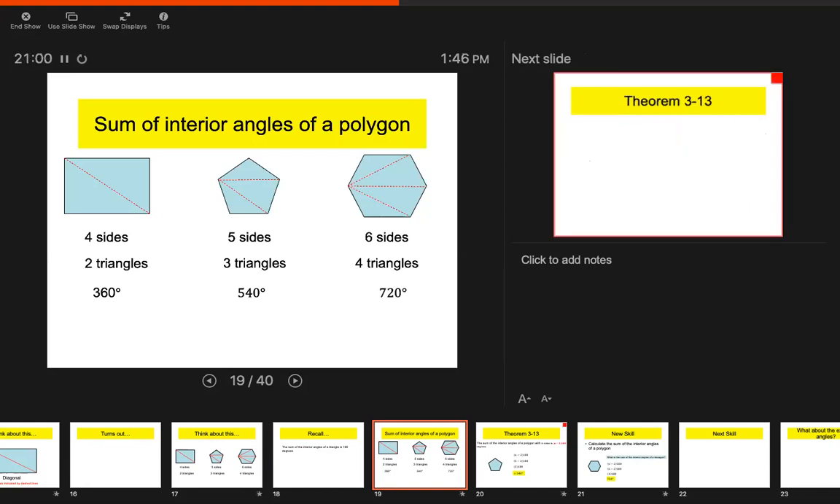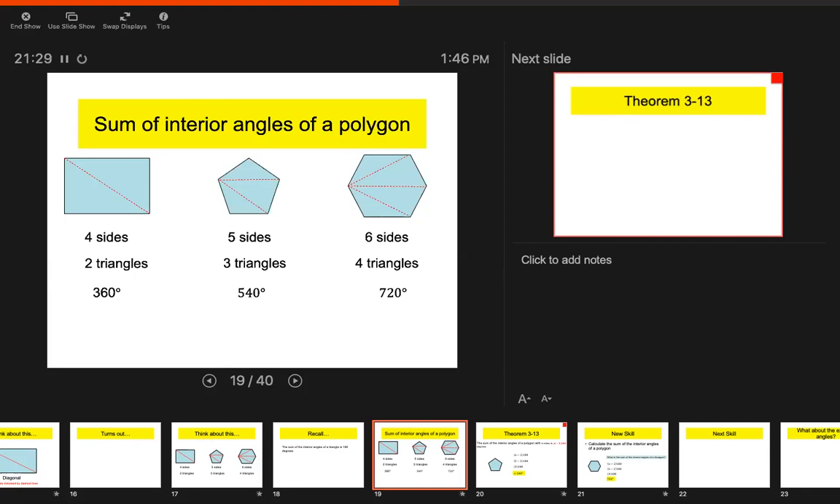So what's the formula I just used to find the sum of the interior angles of a polygon? 180 times the number of triangles. What's the formula I used? You gave me words. I want a formula. 180 times n of triangles. It's not n of triangles. What does n represent? The number of sides. Number of sides. So 2 times.